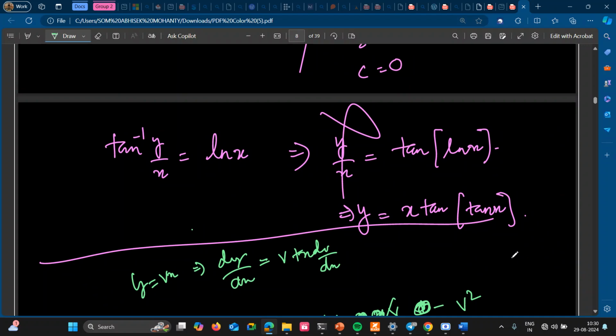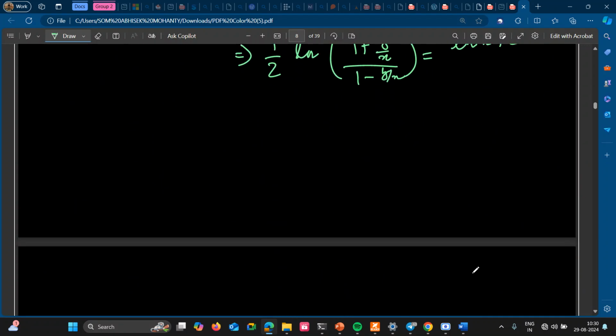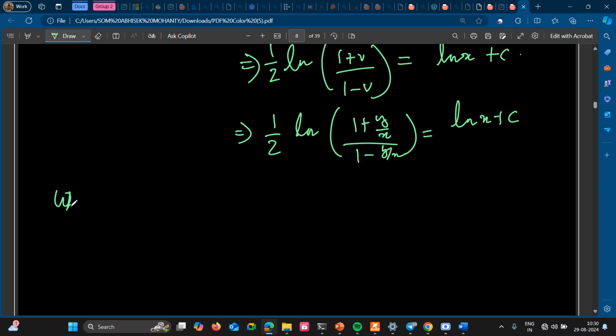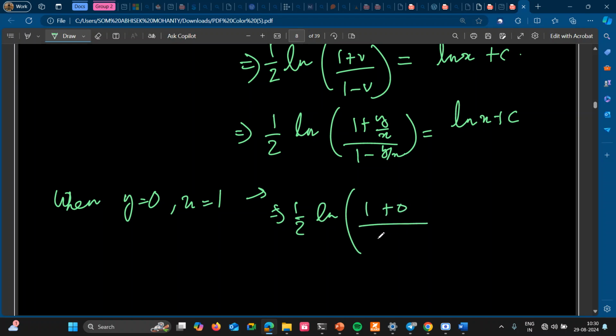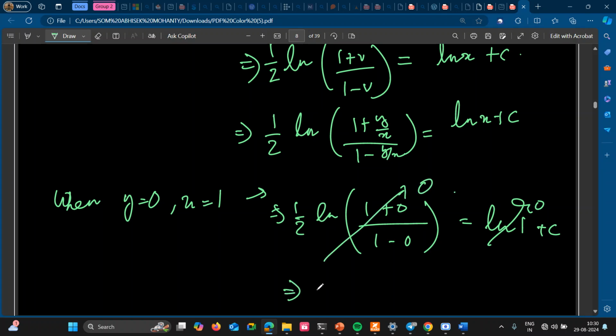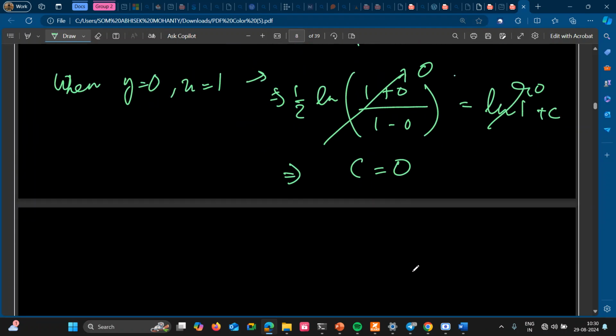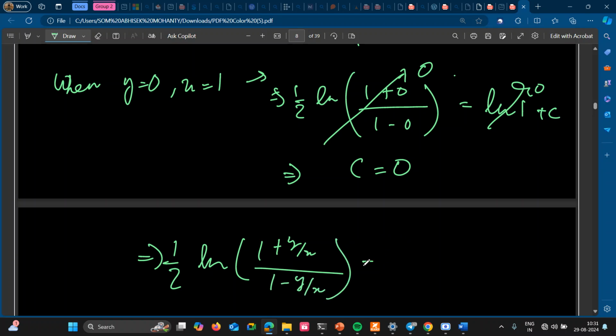Y is equal to 0, x is equal to 1. So let's put it here. So half ln of... y is equal to 0 and x is equal to 1, so this term is 0. Right? ln 1. C is 0 eventually. So half ln of 1 plus y by x divided by 1 minus y by x is equal to ln x.